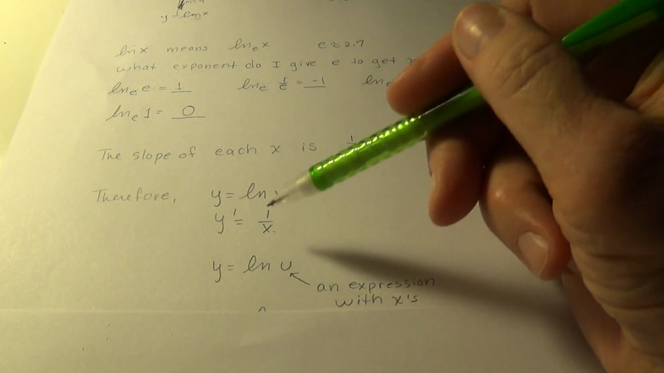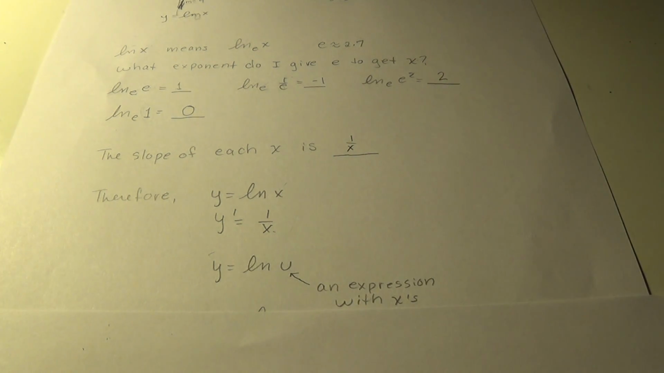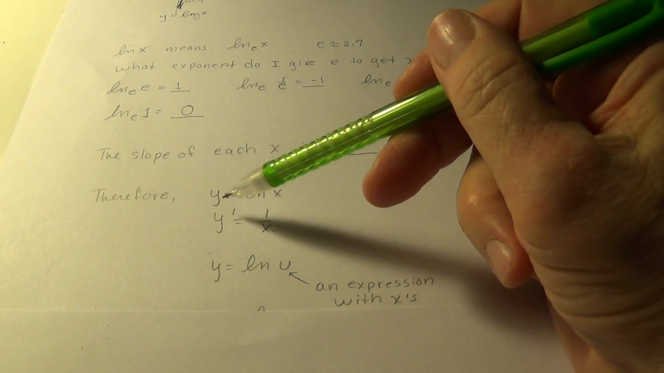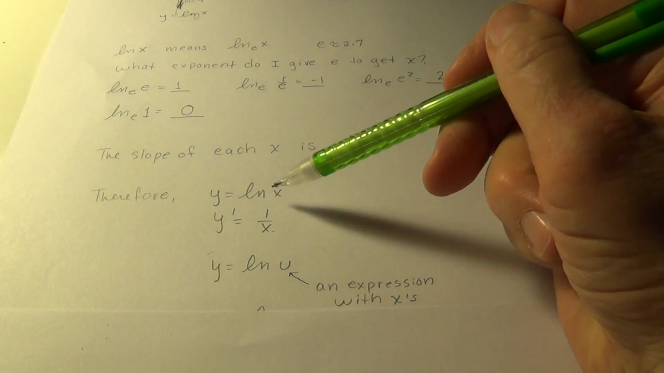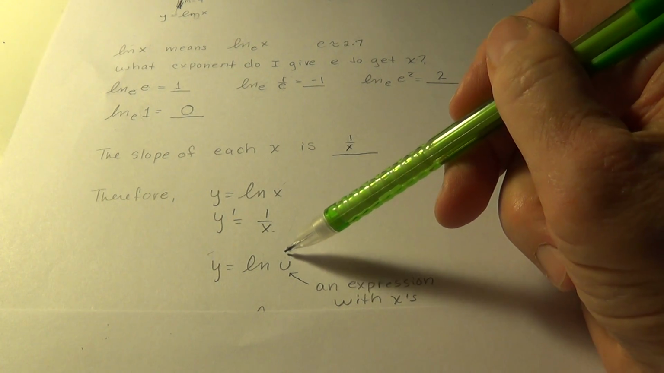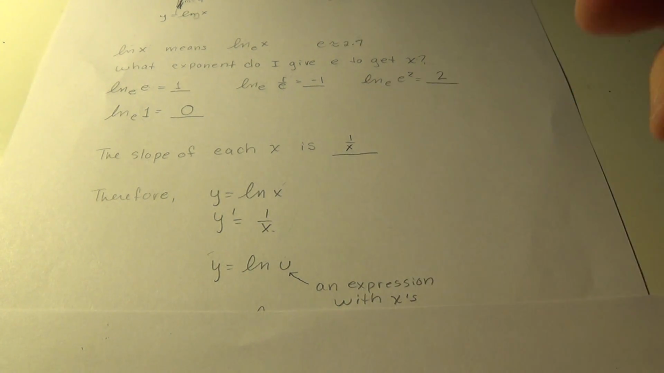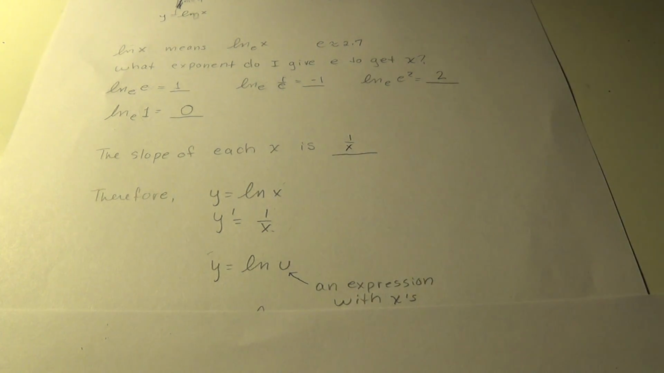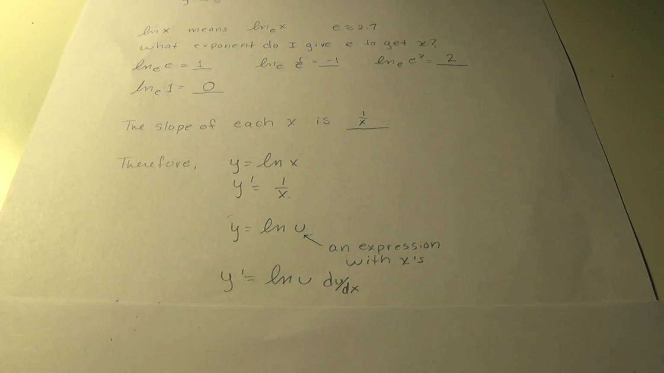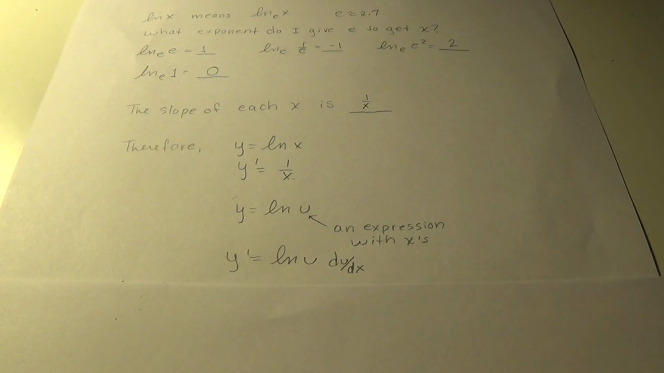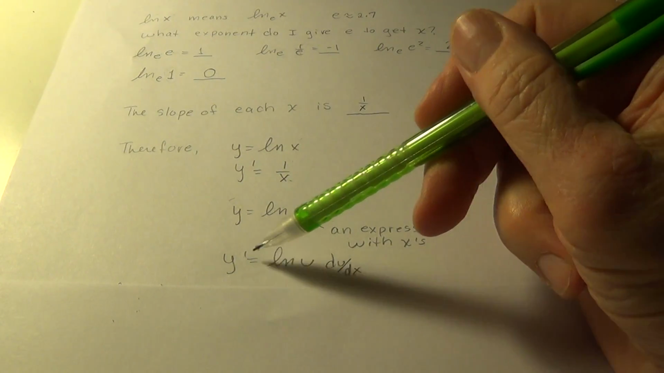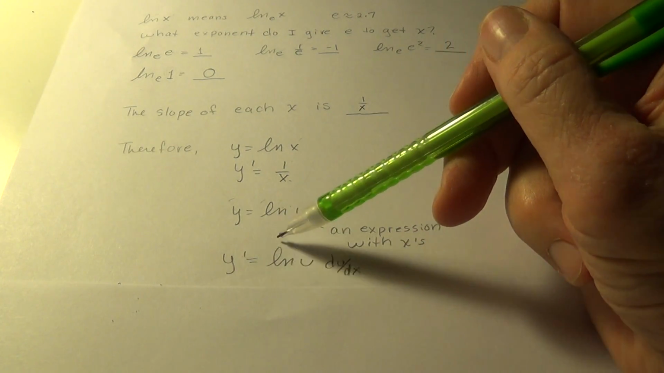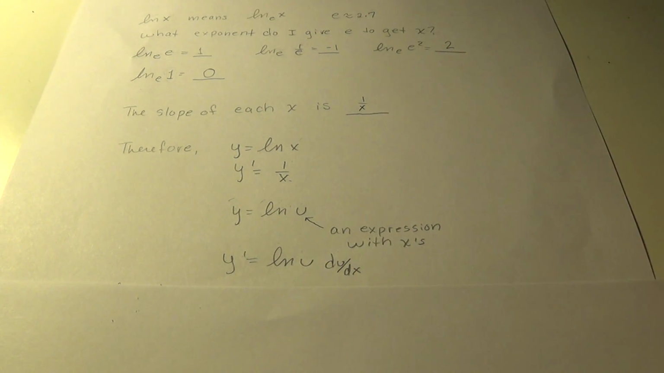So that opens the door to a lot more problems that we could do. So what's the derivative? How does the derivative change when we replace x with an expression in x? Well, we pull out the chain rule. So we'll get 1 over u, but then we'll have to find the derivative of u. And I write that with these symbols: if y equals ln of u, then y prime is 1 over u times du dx.